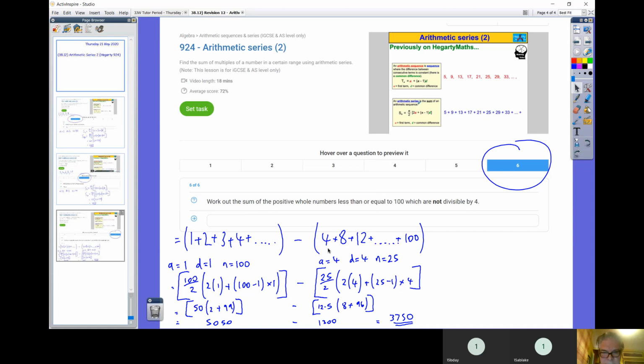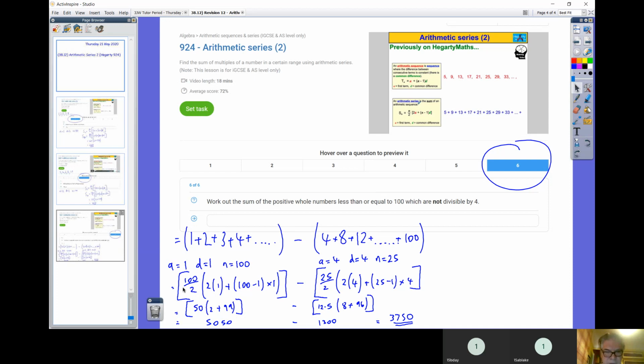So what have we got there? Our first term, A, is 4. Our common difference, we're going up by 4 each time, and there are 25 such numbers, because it's 1 out of every 4. So there are 25 of those numbers. You just substitute each of those into the formula we used yesterday.